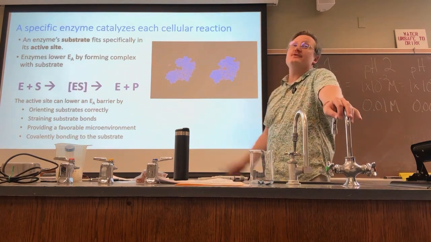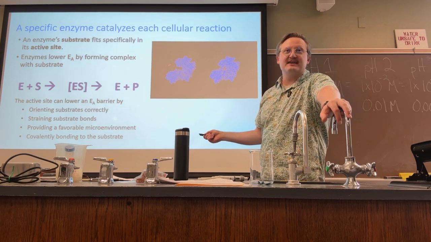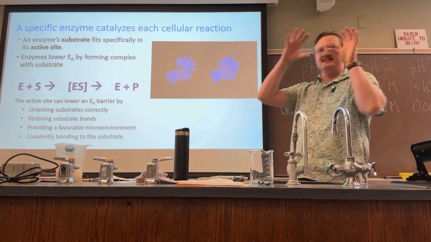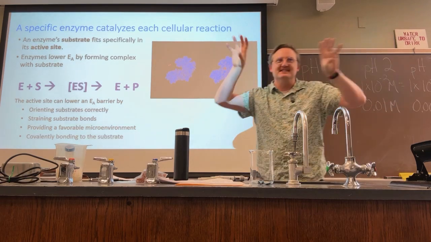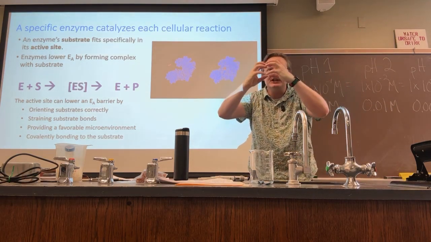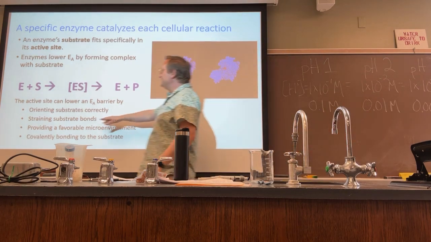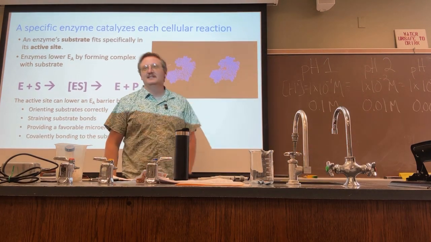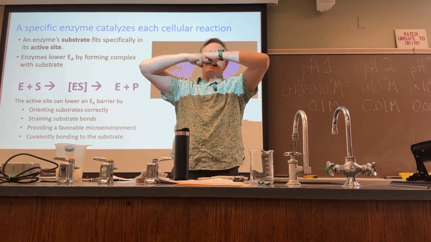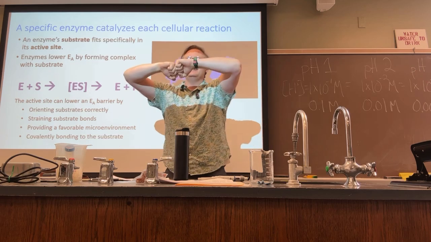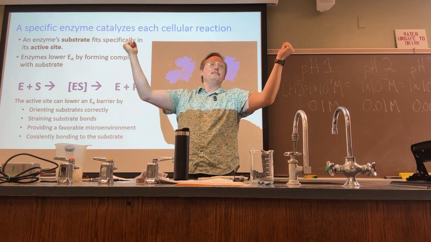So how can it do this? Well, it could orient 2 different substrates correctly. 2 things that otherwise would react, but they always just kind of bounce against each other. It goes, no, listen, let's get you both here and push you together, and now you can react, okay? It can strain substrate bonds. So if you've got a molecule that is made up of both of my forearms, and it has a weak point here, well, it binds into the active site, and it's physically strained, and then it just goes pop.